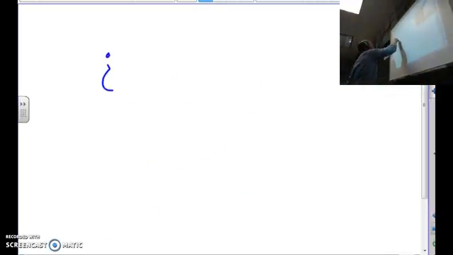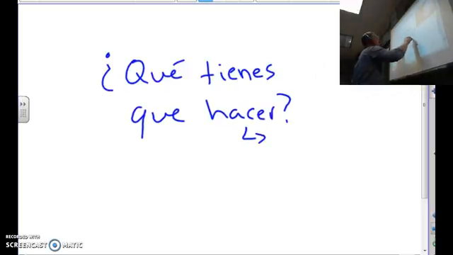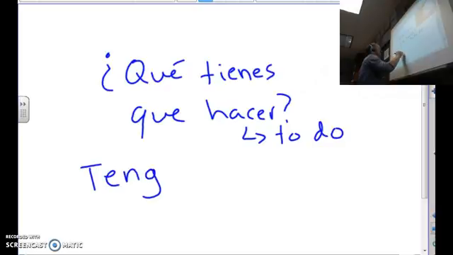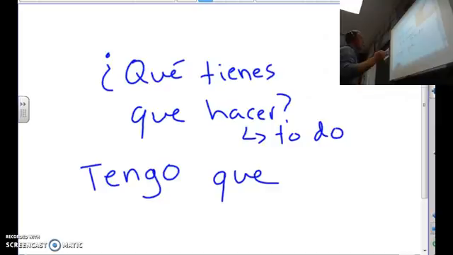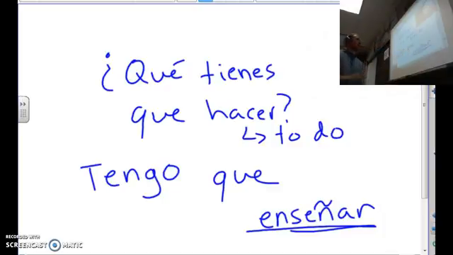Teacher asks you, ¿Qué tienes que hacer? This is the verb to do. We learned it this chapter. What do you have to do? ¿Qué tienes que hacer? Start out, step 1, conjugate tener. Tengo. Step 2, que. Step 3, give me an infinitive. What do you have to do? Tengo que. I'm a teacher. I have to teach. You have to be insane to teach. Enseñar. Tengo que enseñar.